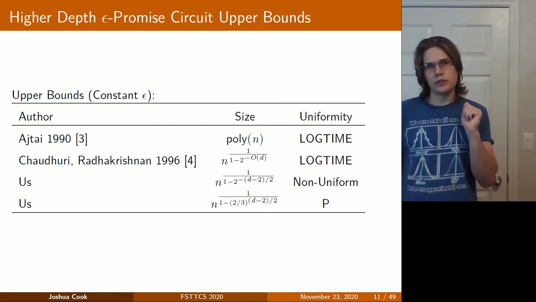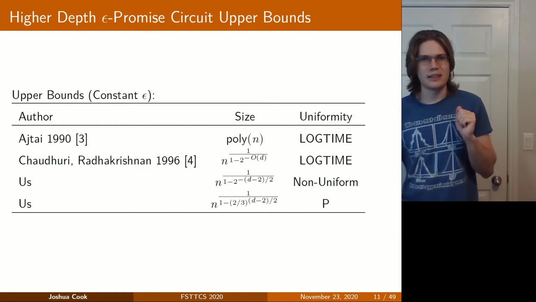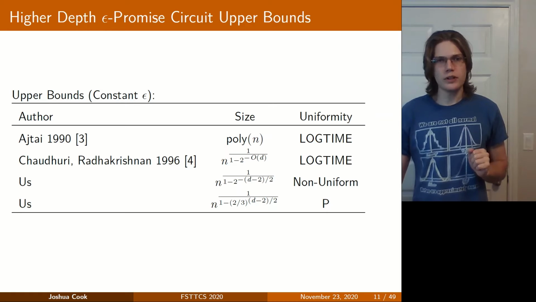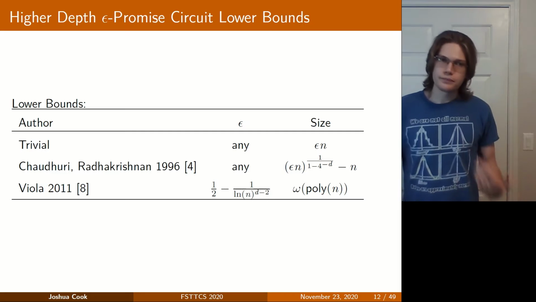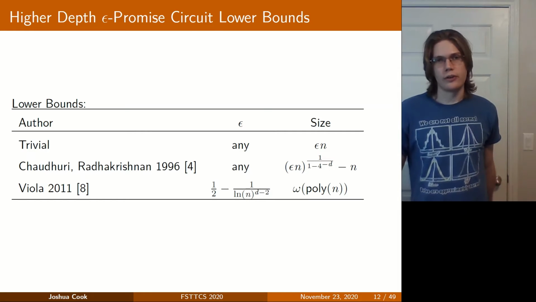But this exponent's really bad, so it takes a lot of depth in order to get close to linear, and we managed to improve how fast you can get close to linear, both in the non-uniform case and the uniform case. There are also lower bounds at higher depth. The epsilon in lower bounds still follows.